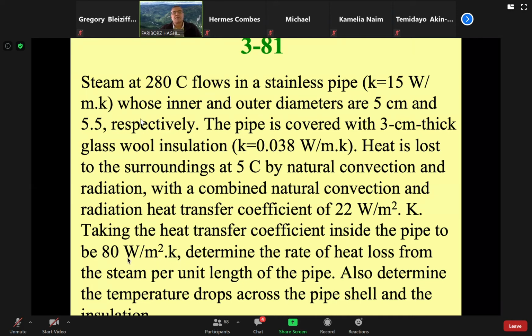Taking heat transfer inside the pipe, if we assume the steam is passing through the pipe, it creates an environment with convective heat transfer of 80 watt per square meter per degree. I would like to find out how much is the loss from the steam per unit length of pipe. We assume L is 1 meter. Also we would like to calculate the temperature drop across the pipe shell and across the insulation. I gave you a few minutes. Try to do it step by step, to see how far we can go.